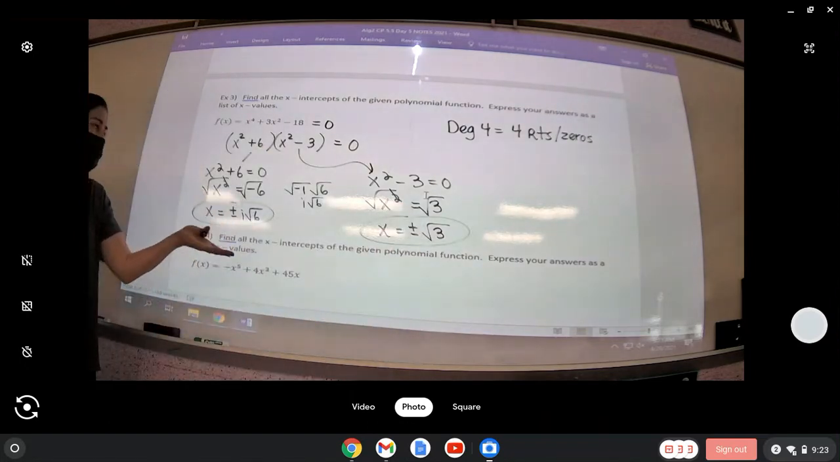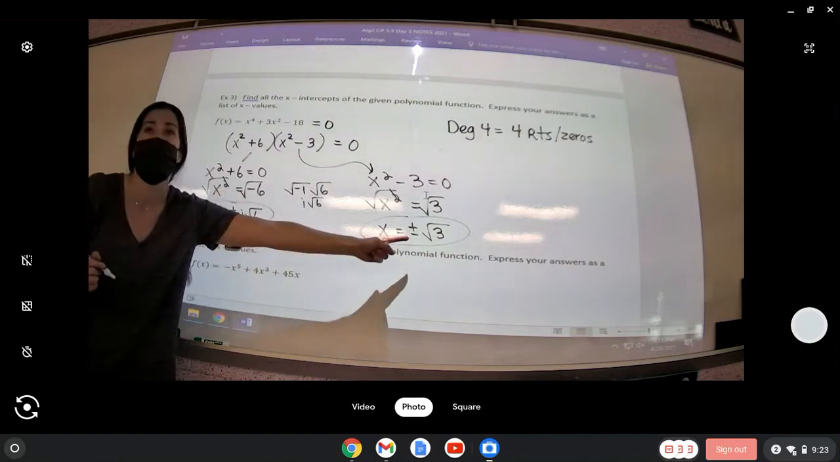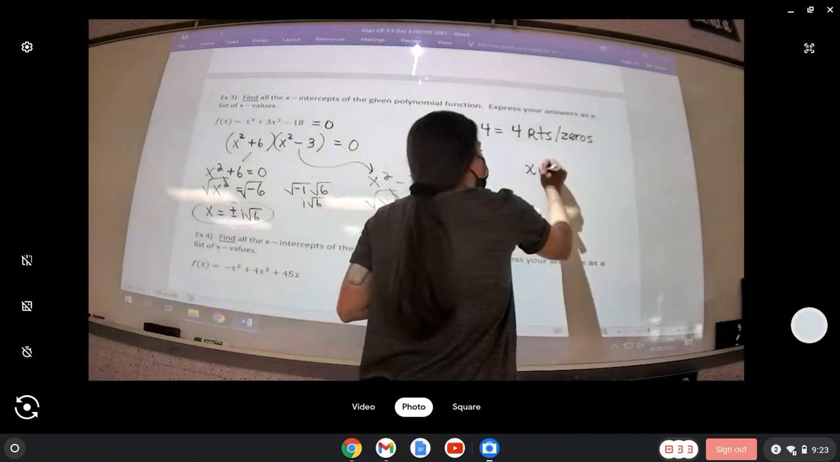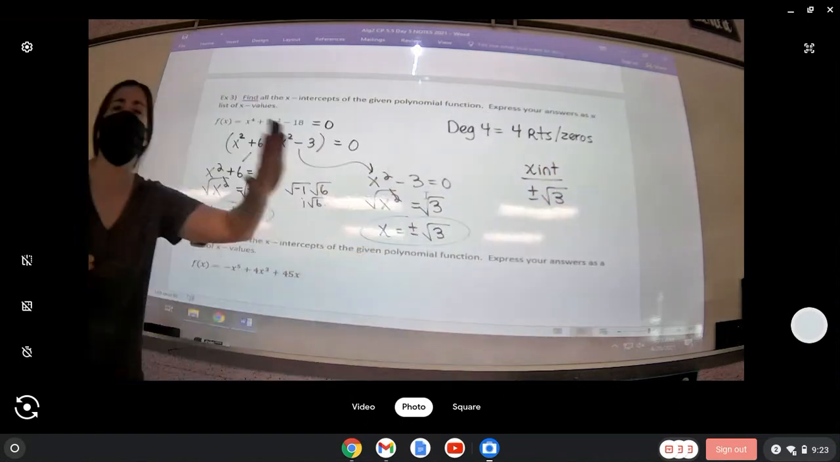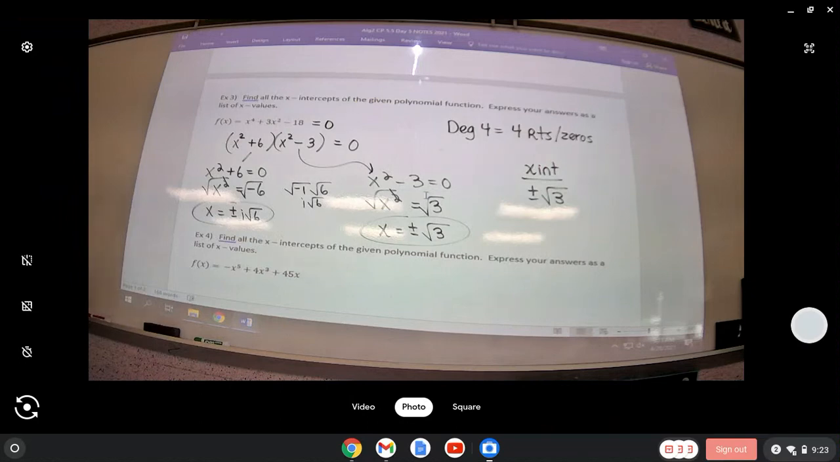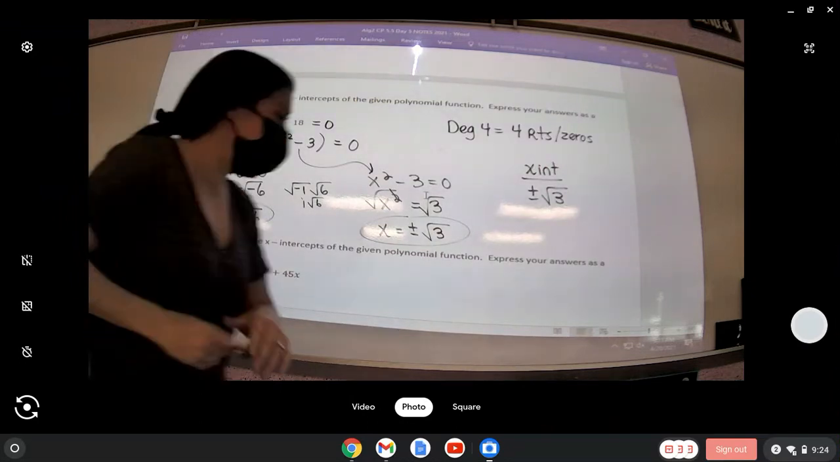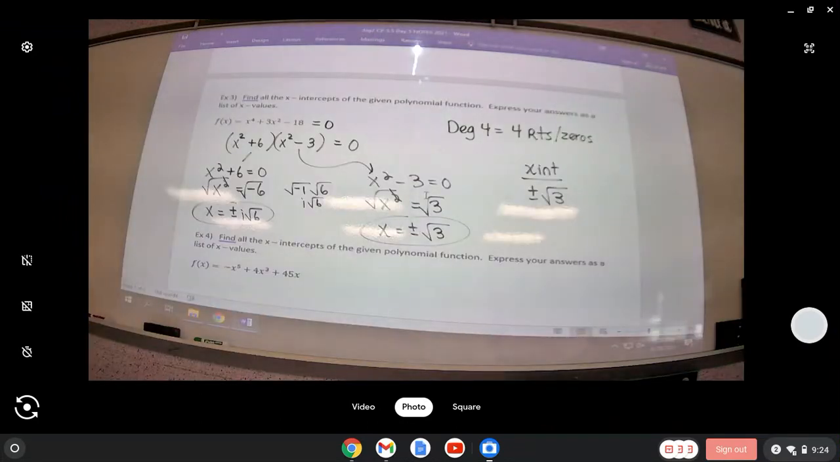Now I need my x-intercepts, so I just keep the real ones, which are just plus and minus root 3. So all you'd have to write is plus or minus root 3. Please don't split them, write them like that. Did you get it? Are you guys okay? Awesome. All right, let's go to example 4.